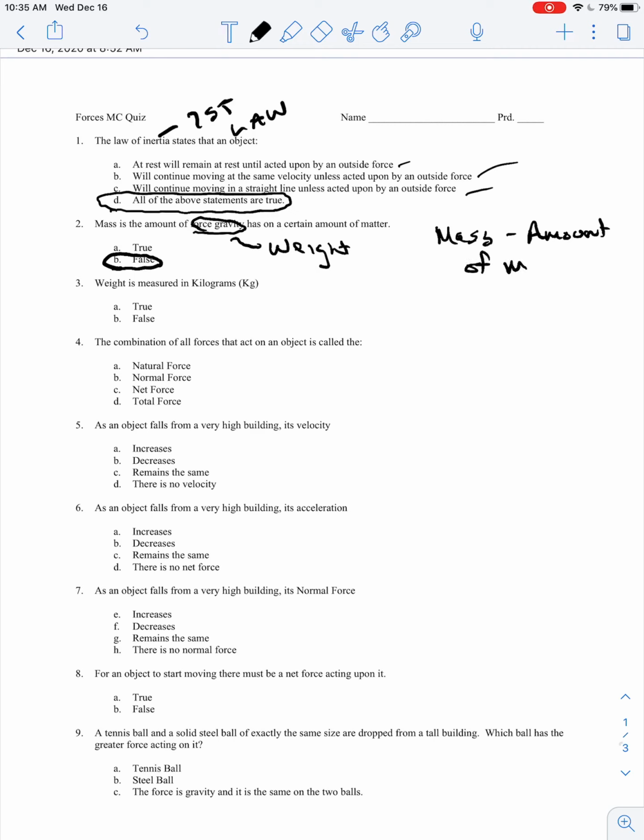Or the amount of matter. Number 3, weight is measured in kilograms. False. Weight is a force, we just said. So weight is measured in newtons. Kilograms measures mass. Weight should be newtons. Number 4, the combination of all forces that act on an object is called the net force. See?